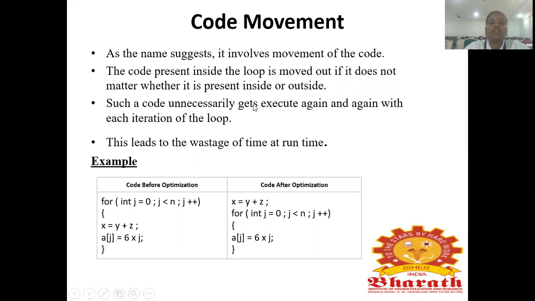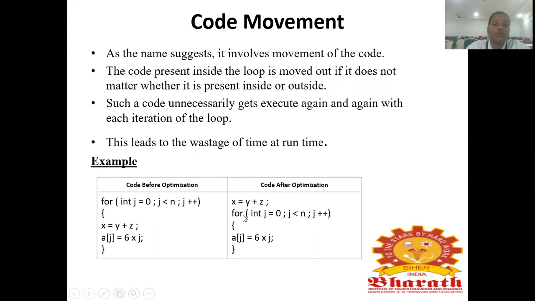Such code inside the loop is unnecessary, as it gets executed again with each iteration of the loop. So unwanted repeated execution can be reduced by moving it out of the loop. That is code movement. This leads to wastage of time at runtime. See example one: the first is the code before optimization, and the next is the code after optimization.